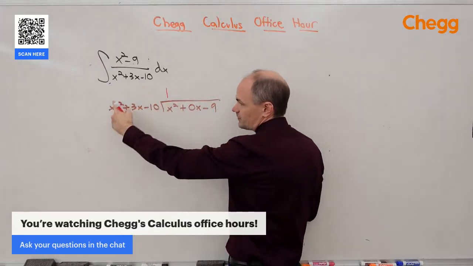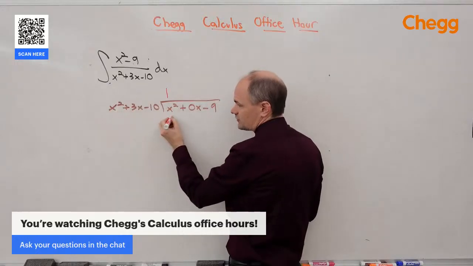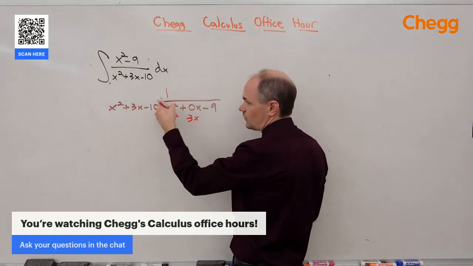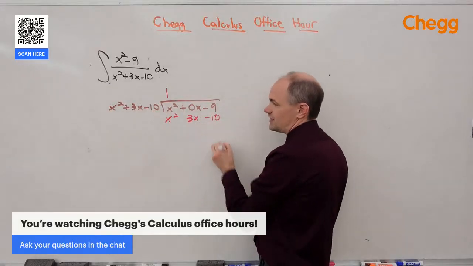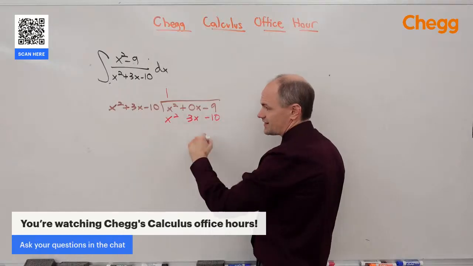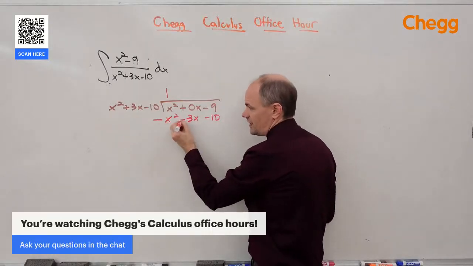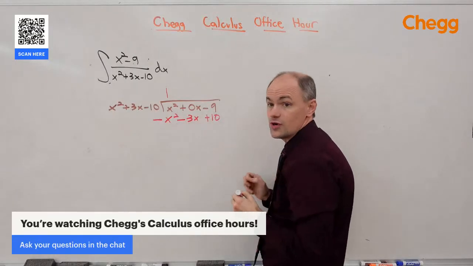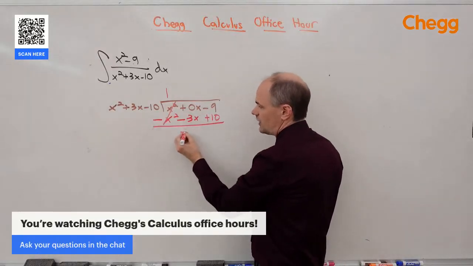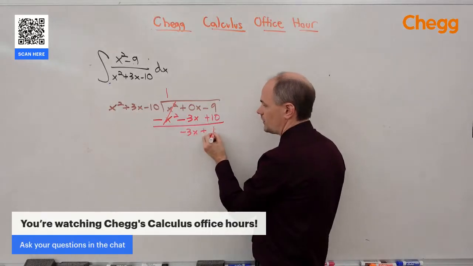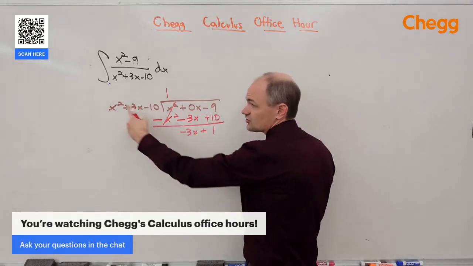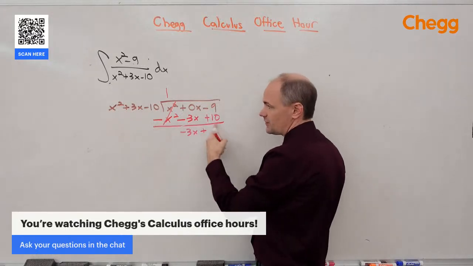Then I'm going to multiply the top number by the front. So 1 times x squared is x squared, 1 times 3x is 3x, and 1 times negative 10 is negative 10. And then, just like regular long division, we subtract this. But make sure you distribute that negative all the way through, changing the signs. And when I do, the x squareds are gone, and we get negative 3x plus 1. This negative 3x plus 1 now has a smaller exponent, so this is my remainder.